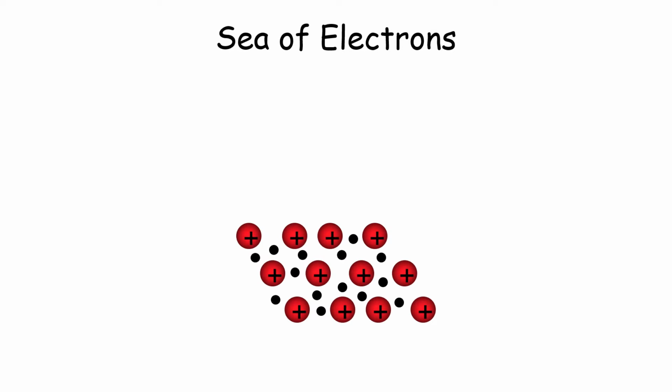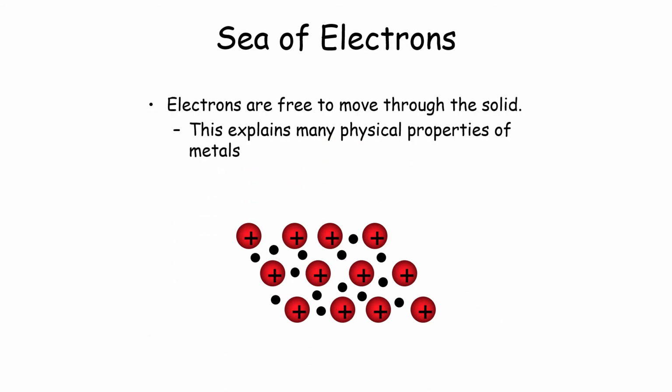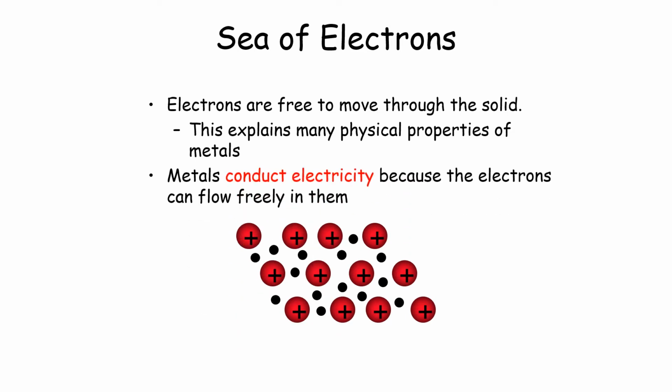Now, that sea of electrons, those free floating electrons that we see in the metals, actually explain a lot of properties that metals have. So the first thing that we know about metals is that they conduct electricity, right? And that is well explained by these free floating electrons, because the metals can conduct electricity because these electrons can move freely in them. So the more motion there is, the more the metal conducts electricity.